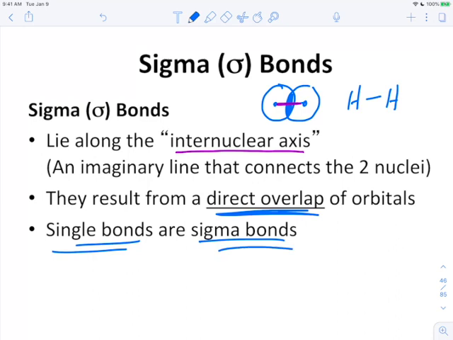And you're going to see as we go through that I'll refer to sigma bonds with the symbol for sigma. And I know that wasn't the most beautiful sigma in the world, but this sigma right here, that's how we will be referring to these direct overlap bonds. So any questions so far about that sigma bond?